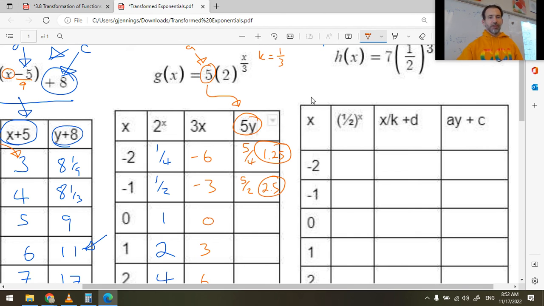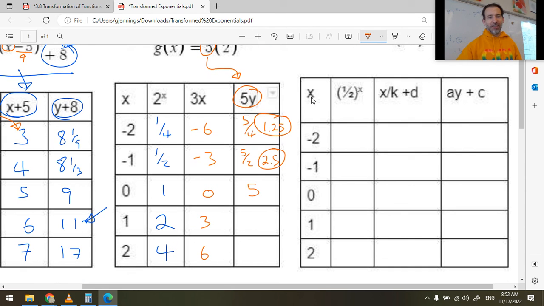1 multiplied by 5? I think it's 5. 2 multiplied by 5? 10. 4 multiplied by 5? 20.